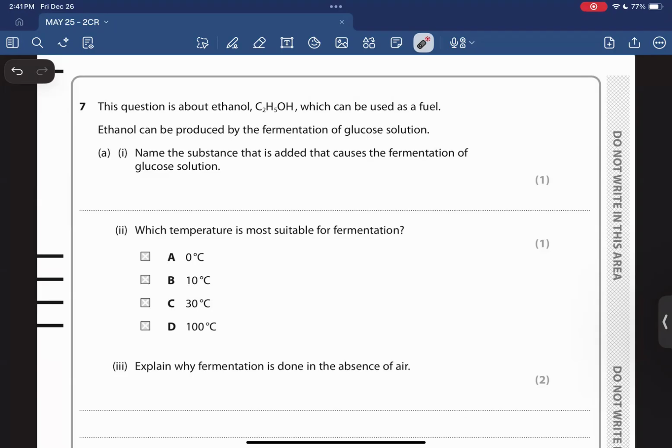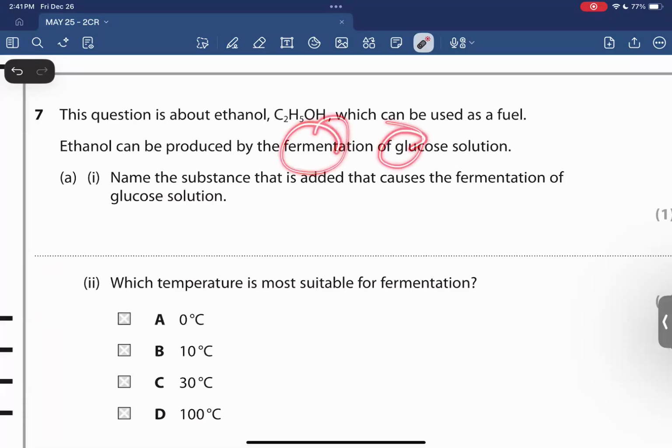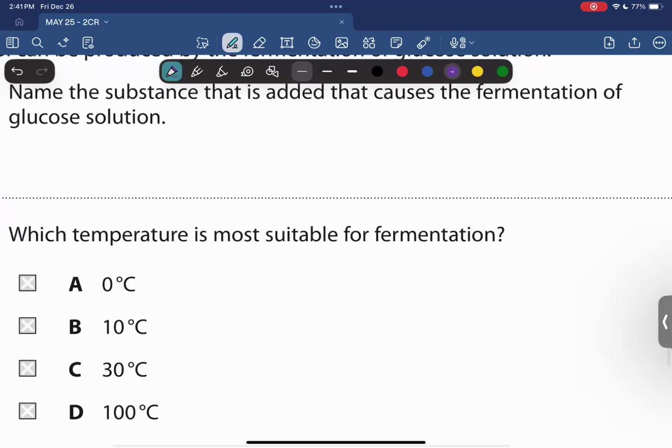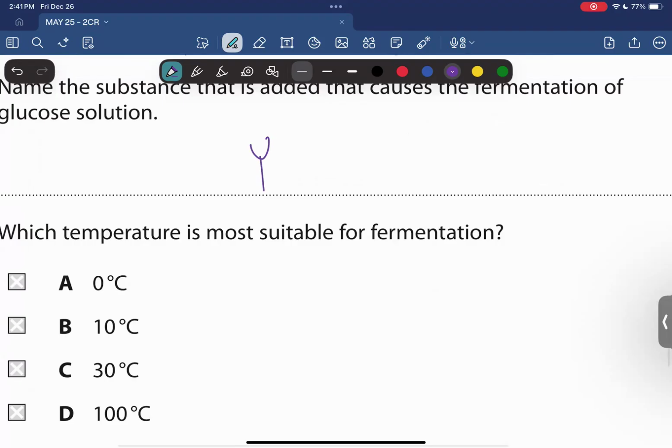Okay, so this question is about an alcohol, ethanol, C2H5OH, that can be used as a fuel. Ethanol can be produced by the fermentation of glucose. Name the substance that is added that can cause the fermentation of glucose solution. Yeast. Yeast is needed for the fermentation. Y-E-A-S-T is the yeast.